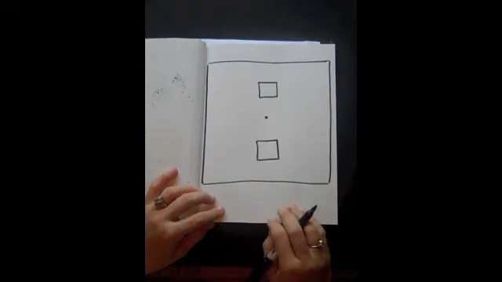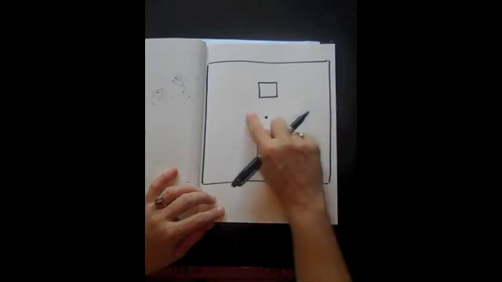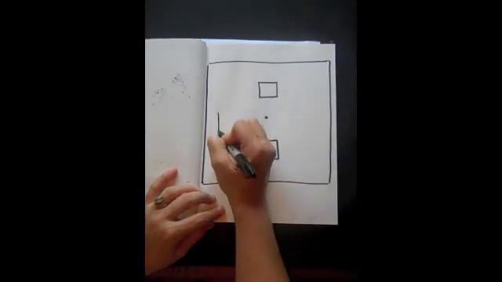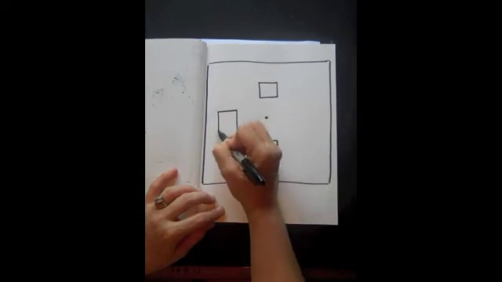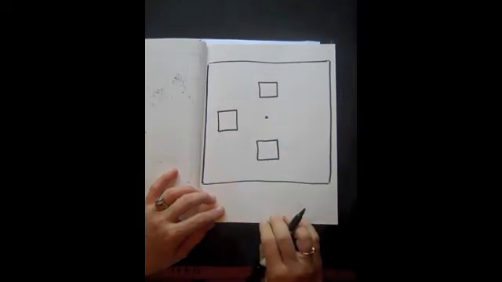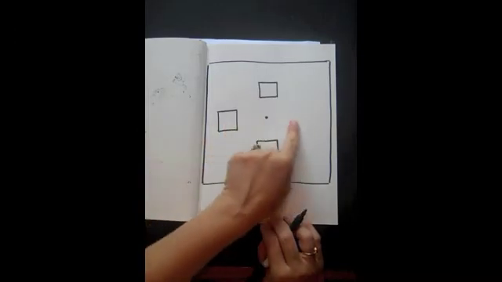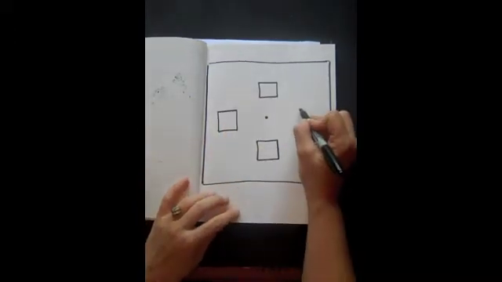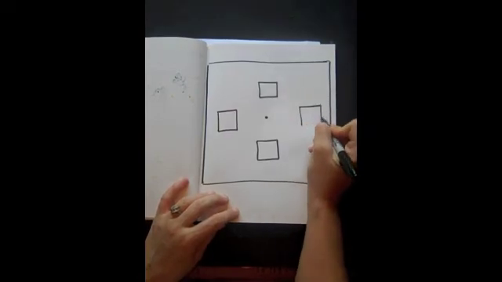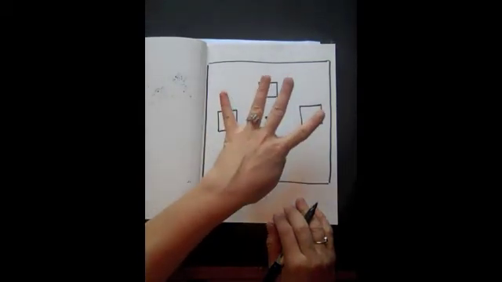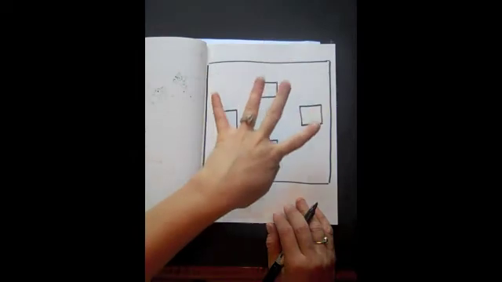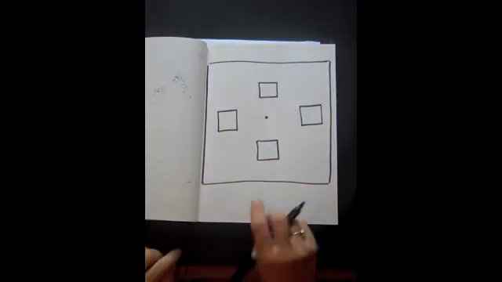Draw another square directly to the left of the vanishing point. Directly to the left. Make sure it's a square, not a diamond. Then directly to the right of the vanishing point, draw another square, not a diamond. You should have 4 boxes, one above, one below, one to the left, and one to the right.